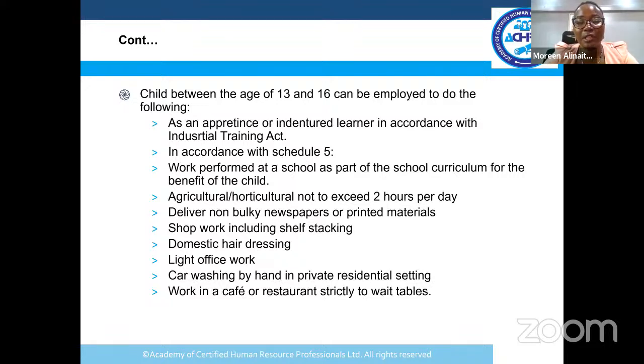They can also engage in agriculture or horticulture, not exceeding 2 hours per day. That is only for children between the age of 13 and 16, not below. Deliver non-bulky newspapers or printed material. They can work in a shop, including shelf stacking, especially if it's a family business. They can do domestic hairdressing, not commercial hairdressing. They can also do light office work. They can wash the car by hand in a private residential setting. Okay, this is interesting. They can work in a cafe or restaurant strictly to wait tables. Strictly to wait tables.